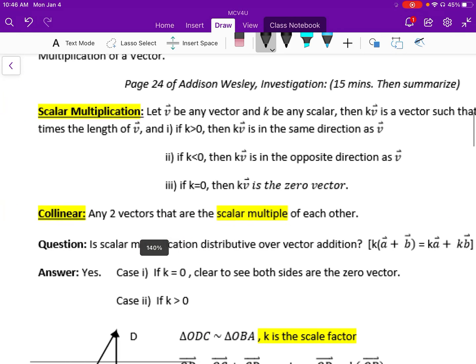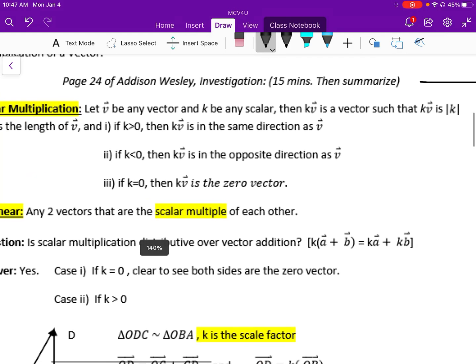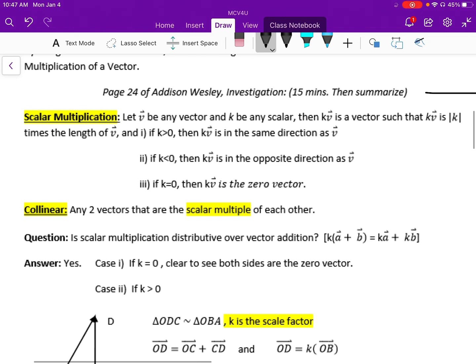So let's go through a quick summary of what you just went through, hopefully. All right, so scalar multiplication. What is scalar multiplication? We're going to be taking a look at probably 3 different types of multiplication with vectors. This is just the first one.